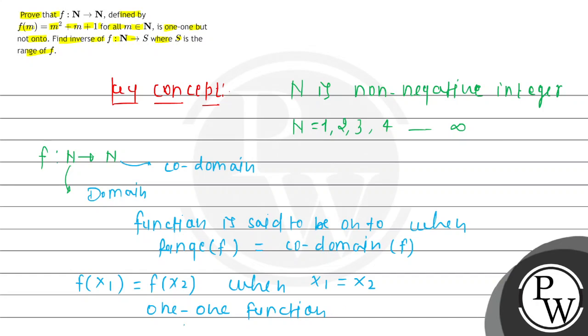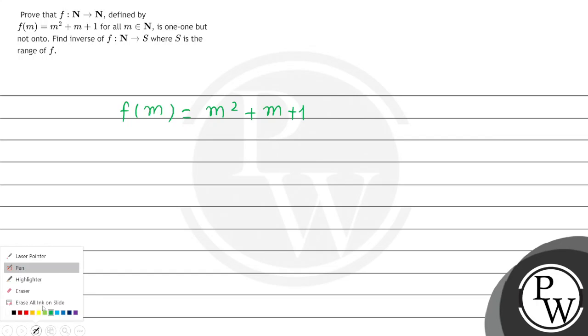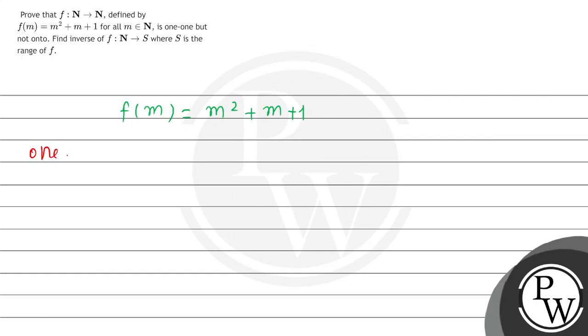So finally we have seen all the conditions. We have seen when a function is said to be onto, and here we have seen when a function is said to be one-one. So let's solve the question. We are given the function f of m equal to m square plus m plus 1. Now we'll check first one-one है या नहीं. तो लेट्स चेक. फर्स्ट ऑफ ऑल विल पुट अप द वैल्यू m1 and m2 here.